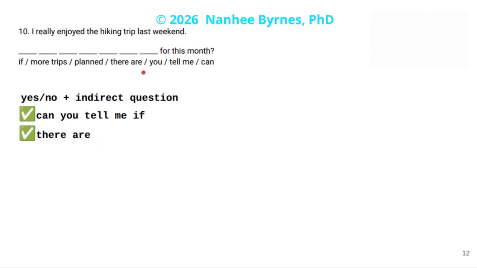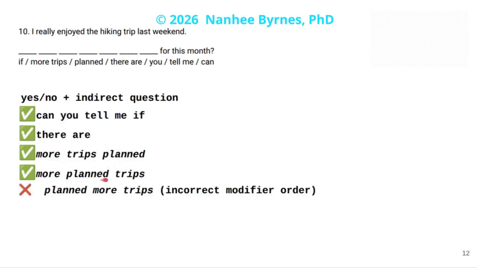Now consider word order inside the noun phrase. More trips is fixed. Planned must come after more trips. You cannot say planned more trips. Final sentence, can you tell me if there are more trips planned for this month?